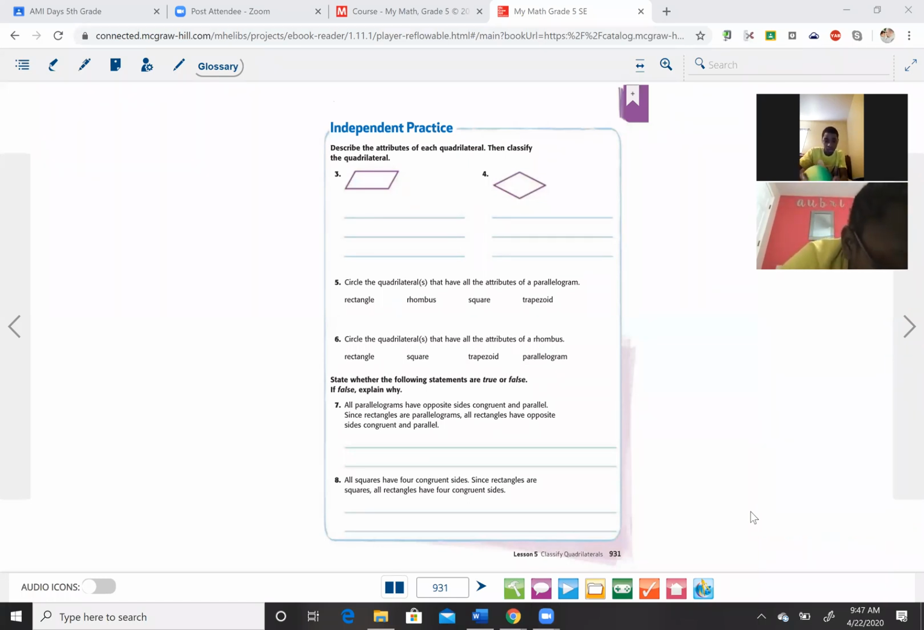Caleb, what you got, buddy? So what are we learning about today? Well, we're actually wrapping it up. We're doing quadrilaterals. On the independent practice, we're doing 3 through 11. Okay.